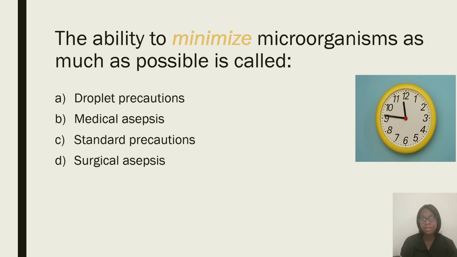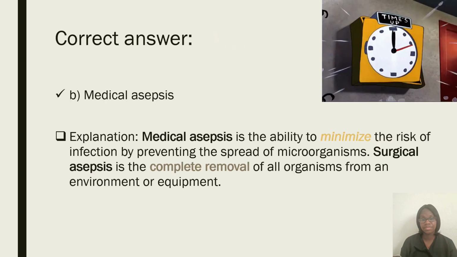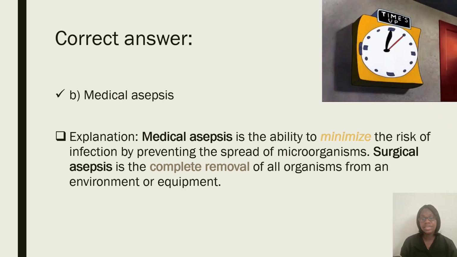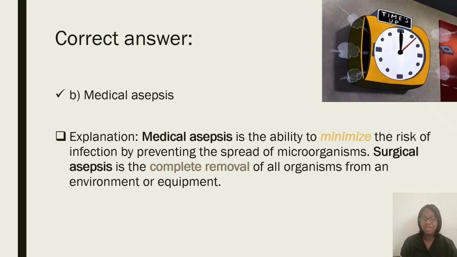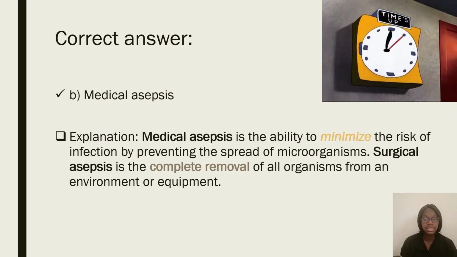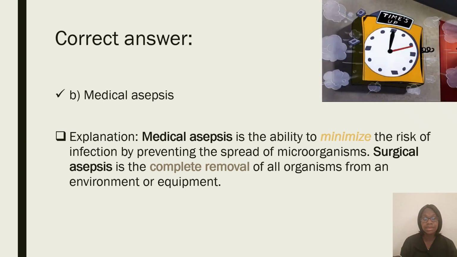The ability to minimize microorganisms as much as possible is called: droplet precautions, medical asepsis, standard precautions, or surgical asepsis? Medical asepsis. This is the ability to minimize the risk of infection by preventing the spread of microorganisms. Surgical asepsis is the complete removal of all organisms from an environment or equipment.